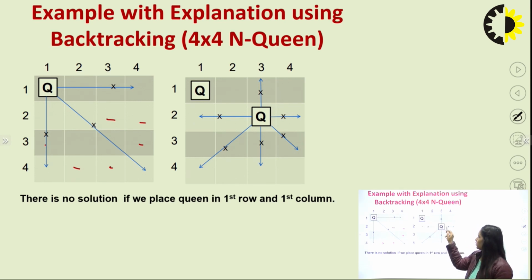Now you cannot put the third queen in this row, in this row, in this column, not in this direction, not in this direction.